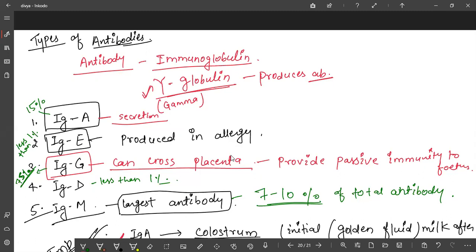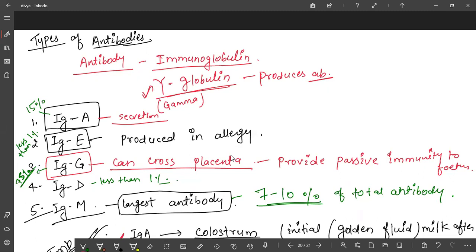And IgA, 15%. And IgM, 7 to 10%. So the most abundant is IgG, the second most abundant is IgA, and third is IgM. Is it clear to you?